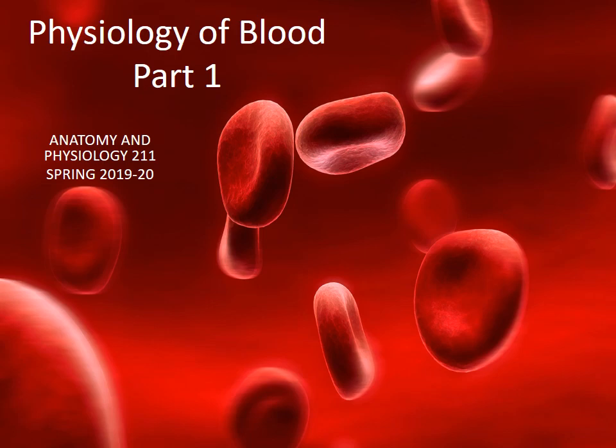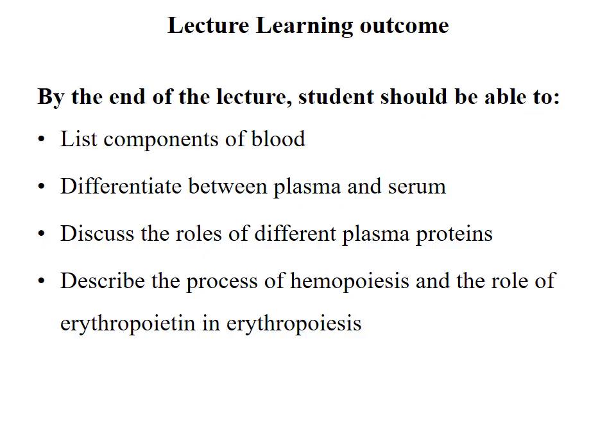Today we are going to discuss the physiology of blood. At the end of this lecture, you will be able to list the components of blood. You will be able to differentiate the plasma and serum. You will also be learning about the different types of plasma proteins present in the blood. And also, we will be explaining hemopoiesis, the steps involved, and the role of erythropoietin in erythropoiesis.